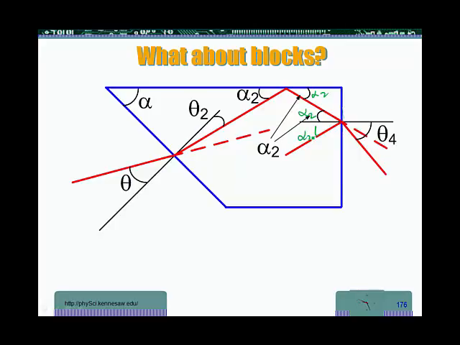What about the transmission angle? We use Snell's law. N2 sine of alpha 2 should be equal to N1, since we are outside here, N1 sine of theta sub 4. I drew a larger theta sub 4 because we are going to a medium with lower index of refraction. And that's the way we find our theta sub 4. We already know alpha 2, we know N2 and N1. Problem solved.